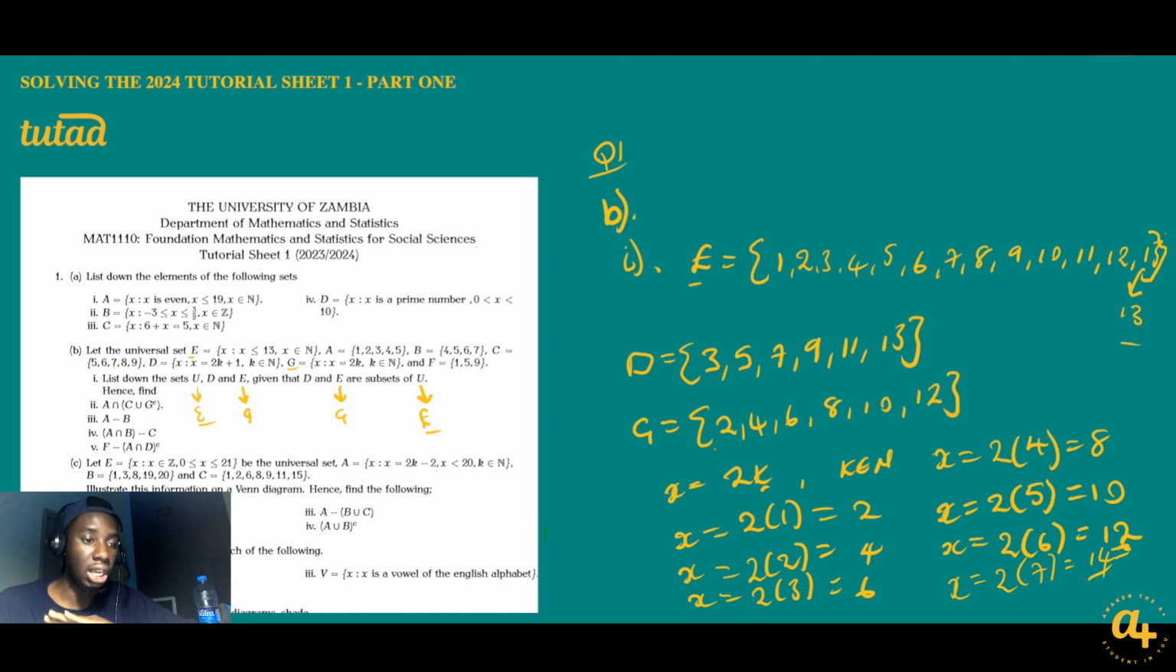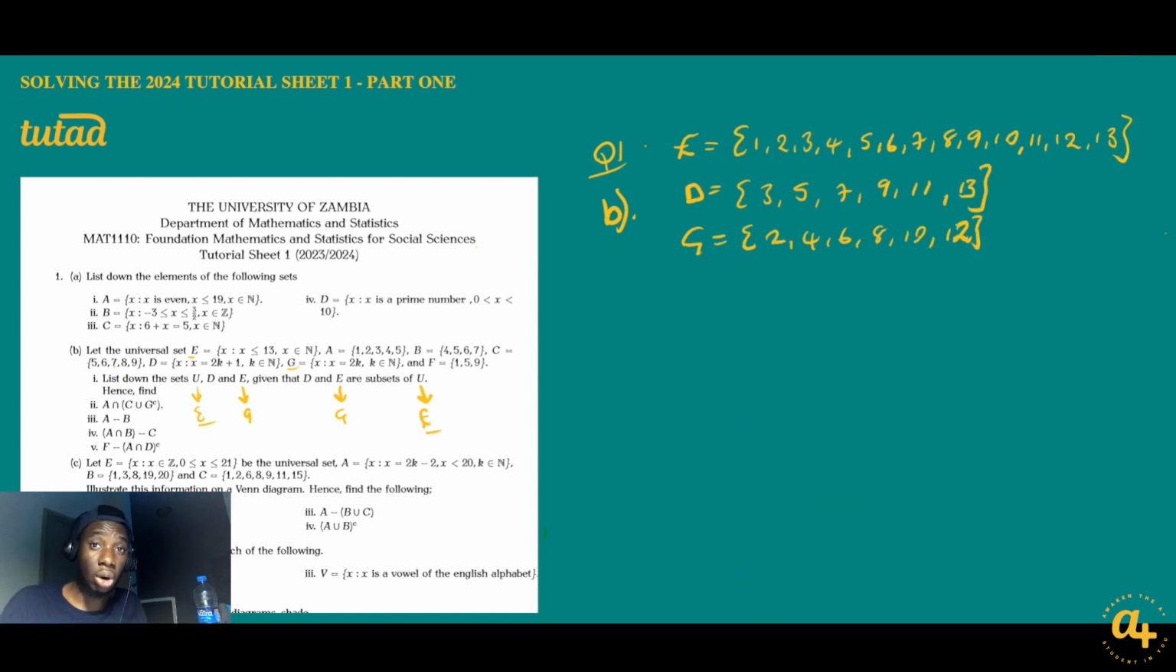Our set G is equal to 2, 4, 6, 8, 10, 12, and the elements in the set D are 3, 5, 7, 9, 11, 13. So we can see that the elements in set D are odd, and the elements in set G are even. Okay, and then we also have listed down all the elements in the set E. Therefore we are basically done with Roman numeral 1 of part B. So now we can move on to the next question.